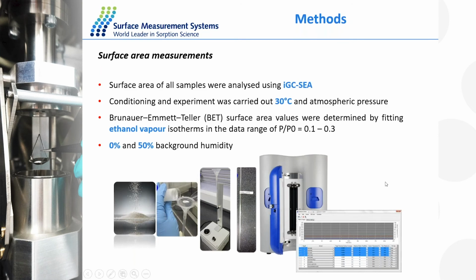So for the iGC-SEA experimental method, we carried out the experiment at 30 degrees, keeping the concentration in the range of the Henry's law range. And we want to compare 0% relative humidity and 50% relative humidity.